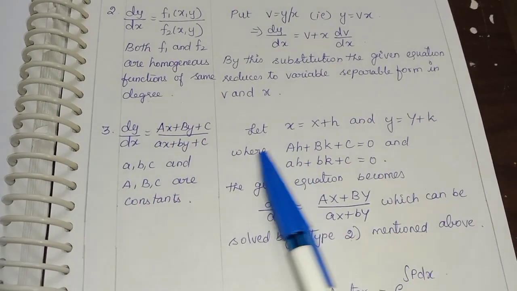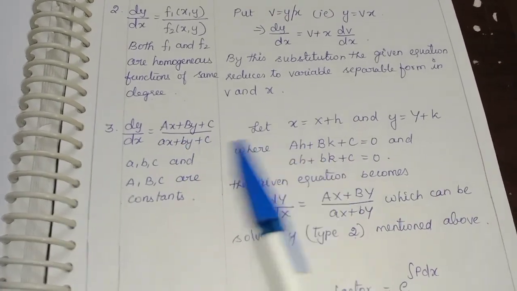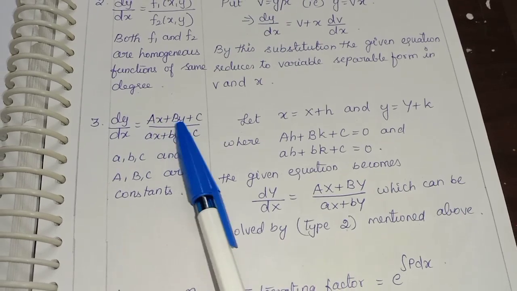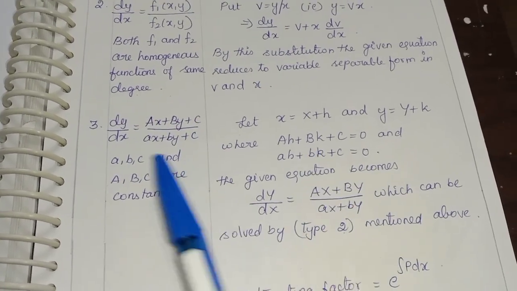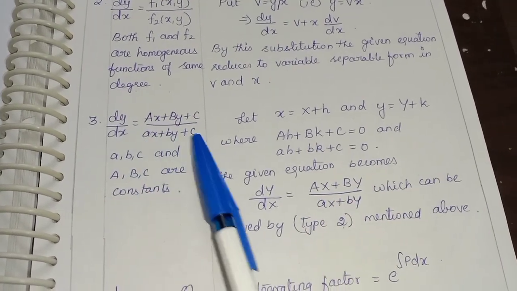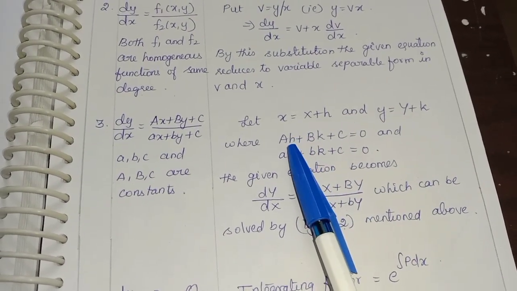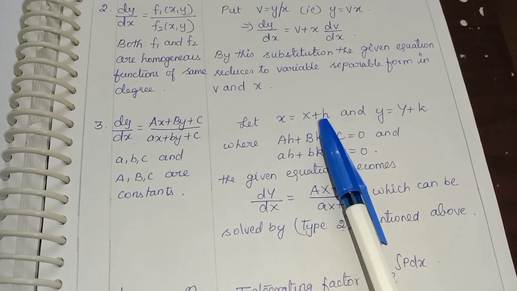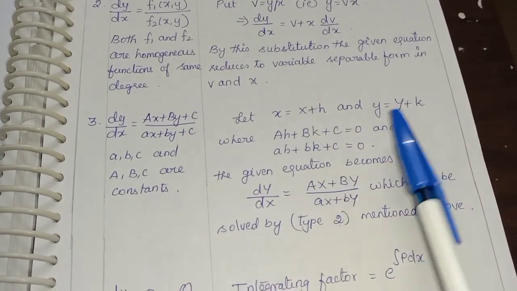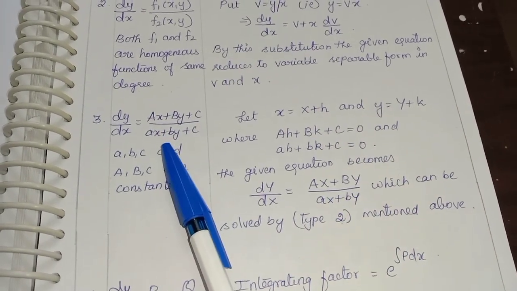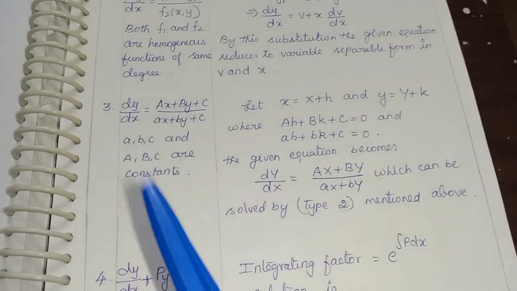Here h and k are such that capital A h plus capital B k plus capital C equal to 0, and another equation is small a h plus small b k plus small c equal to 0. By solving these two equations, we will get h and k. By substituting the values of h and k, we can get the solution of the original problem. This is the third one.